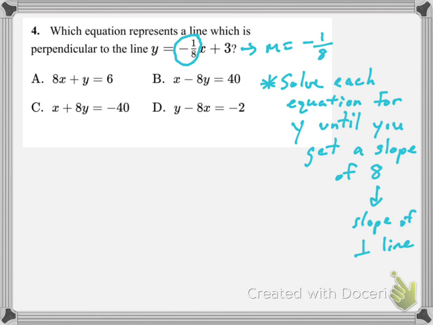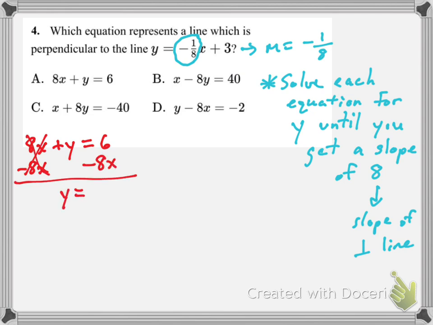So part A, 8x plus y equals 6. So I minus 8x to both sides. So y equals negative 8x plus 6. Here the slope is negative 8. We need positive 8. That's no good.